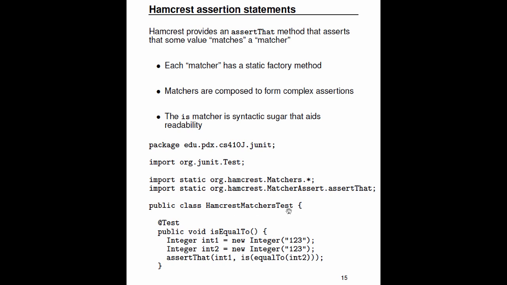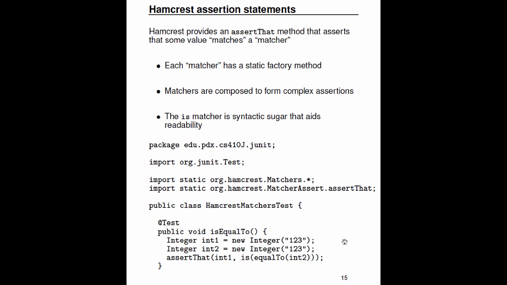Okay, so here's a test class that uses Hamcrest. So here is an example of using the Hamcrest equalTo method. And notice that here I've stopped using that convention that has test methods begin with test. I just have isEqualTo. So I'll create two new integer objects from the string 123, and I will assert that int1 is equal to int2.